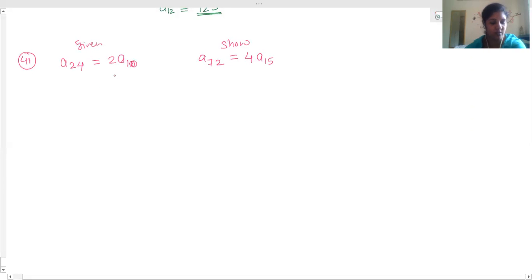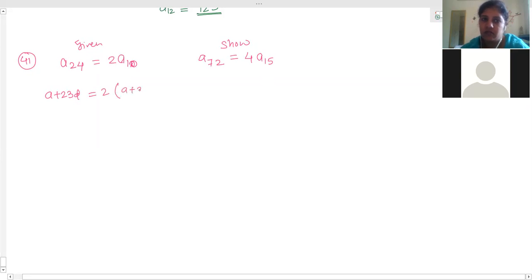So now substitute the values. A24 means A plus 23D, and that is equal to twice of A10. A10 is A plus 9D. Simplify this. A plus 23D is equal to 2A plus 18D.